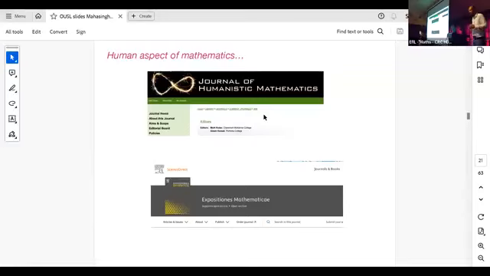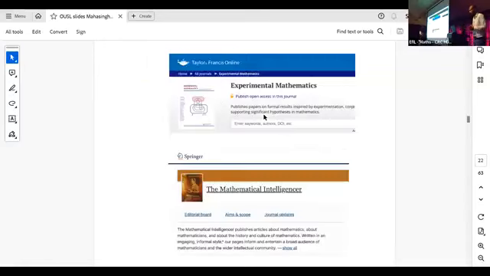And there are even journals specifically designed to cater to these humanistic aspects of mathematics. One major journal is the Journal of Humanistic Mathematics. The name itself suggests that they are looking into the humanistic aspects of mathematics. And there's another journal, Expositiones Mathematicae, I think in some other language, but the meaning is mathematical expositions, right? And there are some other journals. One is Experimental Mathematics, published by Taylor and Francis, one of the most known publishers in the world.